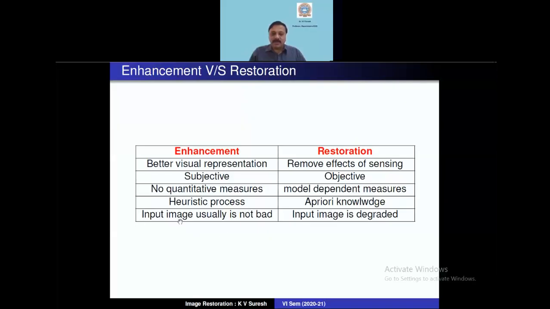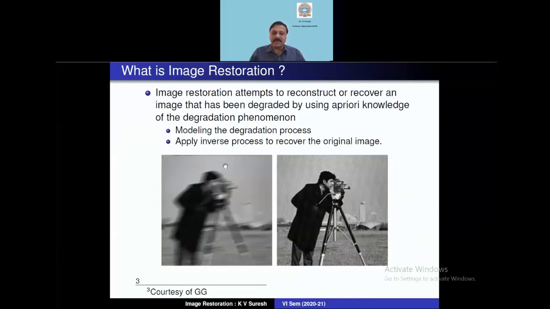In enhancement, I don't say the input is bad. See, it is a low contrast image. I cannot say it's a bad image, but it is not good for my application. That means if I am just trying to have a better view, or I want to do a better segmentation, contrast is very important. So for me it is not good, so I cannot say it is bad, but I want to improve it. Whereas in restoration, the input image is really degraded. For example, in this case, this is a bad image, this is a degraded image, so I need to improve it and give a good image.